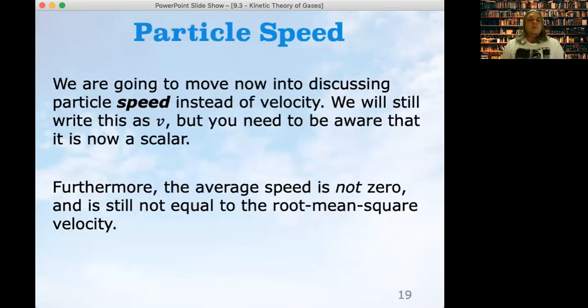From now on, we're not going to be talking about velocities, we're going to be talking about speeds. So we're not caring about the direction, we're caring about the speed of each particle. We still write it as v, but just be aware that at this point we're talking about speeds as scalars. And it's worth mentioning that the average speed is not 0. The average velocity was 0 because the directions all cancelled out, but the average speed is not 0, and it's still not equal to the root mean square velocity.